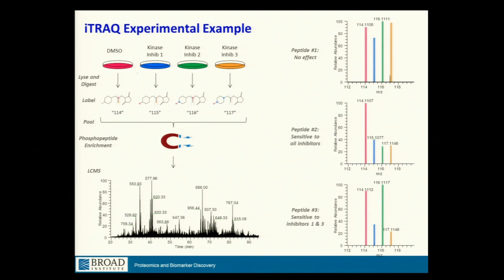Peptide number 2, in this case, DMSO has a high peak, and then the 3 kinase inhibitors that we tried all have low peaks. So this peptide was equally affected basically by these 3 kinase inhibitors. Or we can find things that are selective in this example here, where it seems like this kinase inhibitor 2, which happens to correspond to the 116 label channel, is not affected, whereas kinase inhibitor 1, kinase inhibitor 3 have an effect on the phosphorylation level of this peptide.